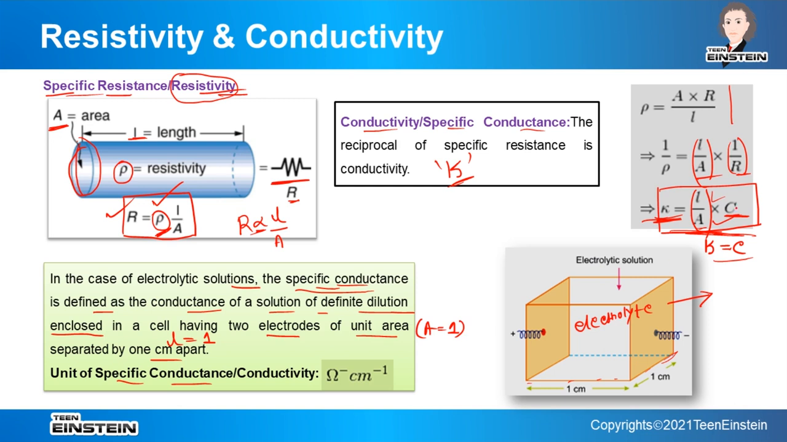Now conductance, we know its unit is ohm inverse, and L by A, that is cell constant, its unit is centimeter inverse, because this is centimeter, this is centimeter square. So obviously it will be centimeter inverse. So the unit of specific conductance is ohm inverse and centimeter inverse. Okay.